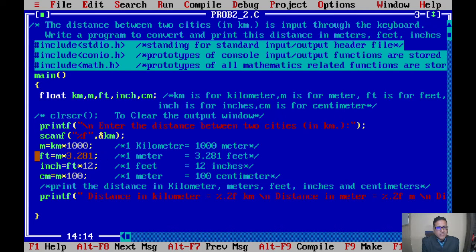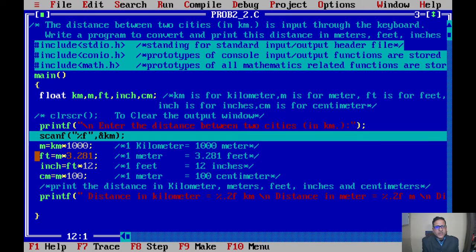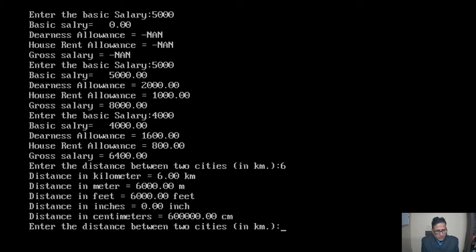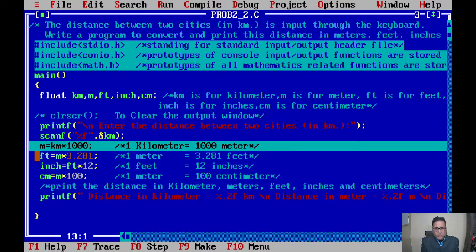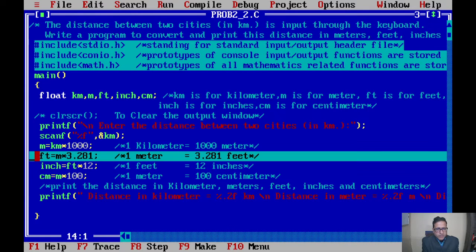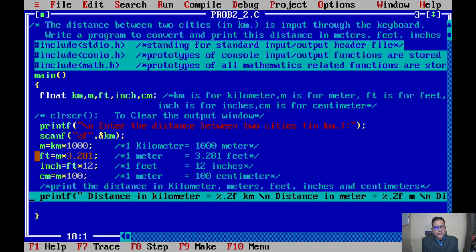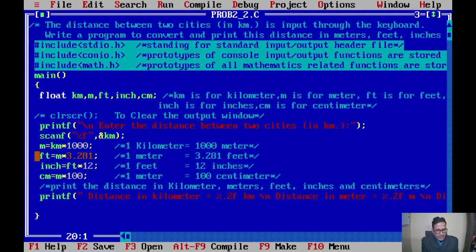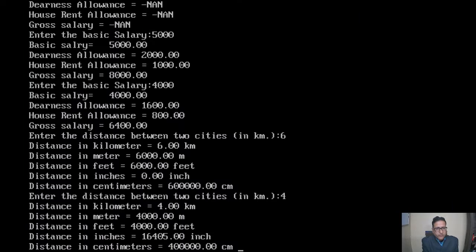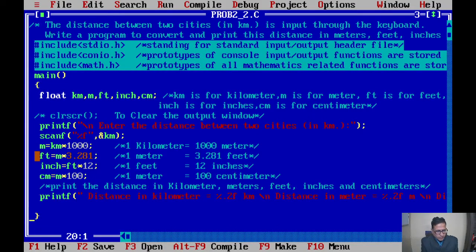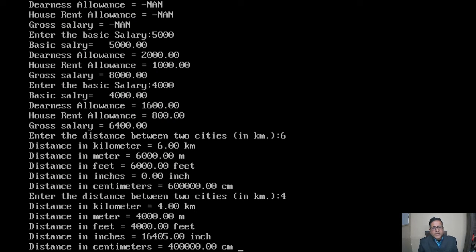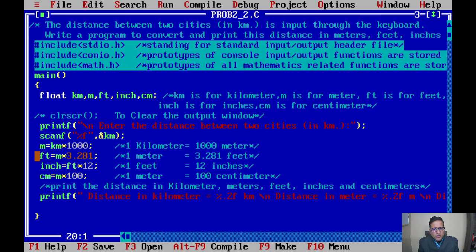Again we will try step over step: main, printf, scanf. Now we will take another input, 4, and again F8, F8, F8, F8, F8, F8, and after that we will press Alt F5. So here we can see the output. Distance in kilometers is 4 kilometers, distance in meters is 4000 meters, and distance in inches is okay, distance in centimeters is okay, distance in feet I think is wrongly printed here, so we have to rectify it.